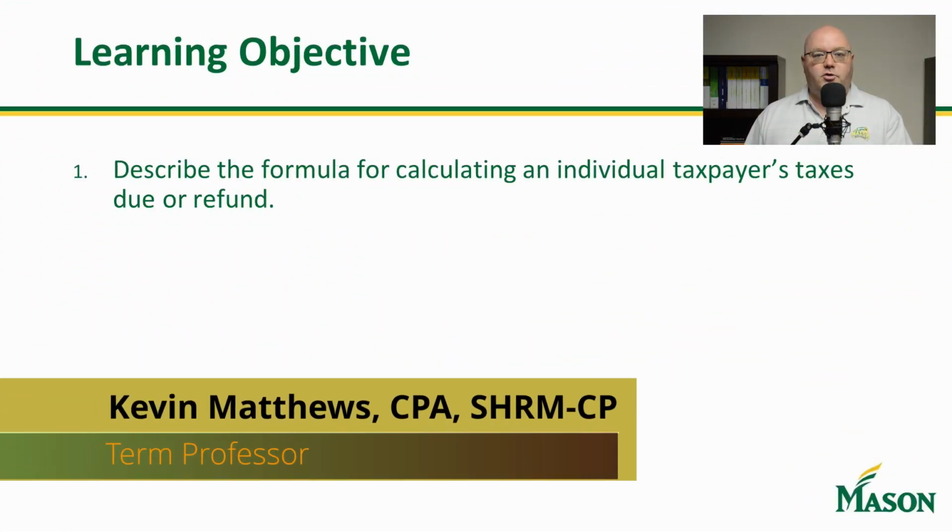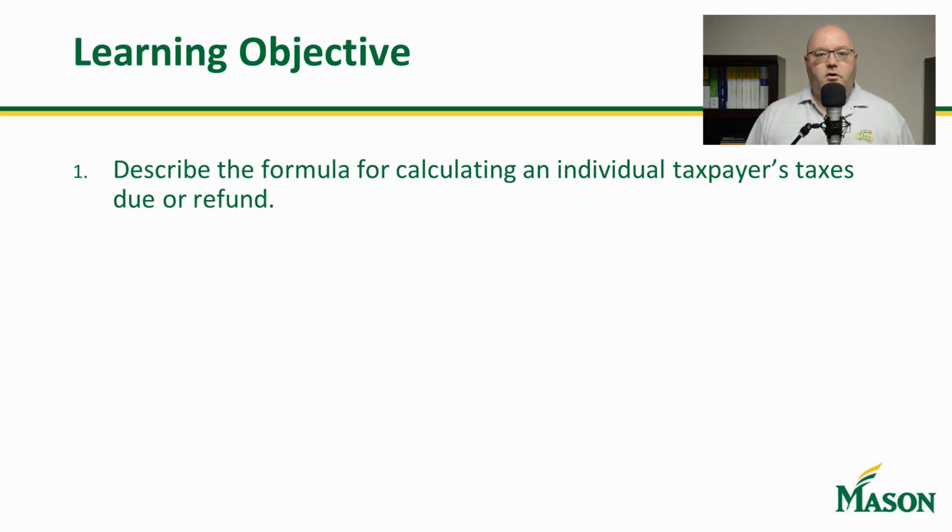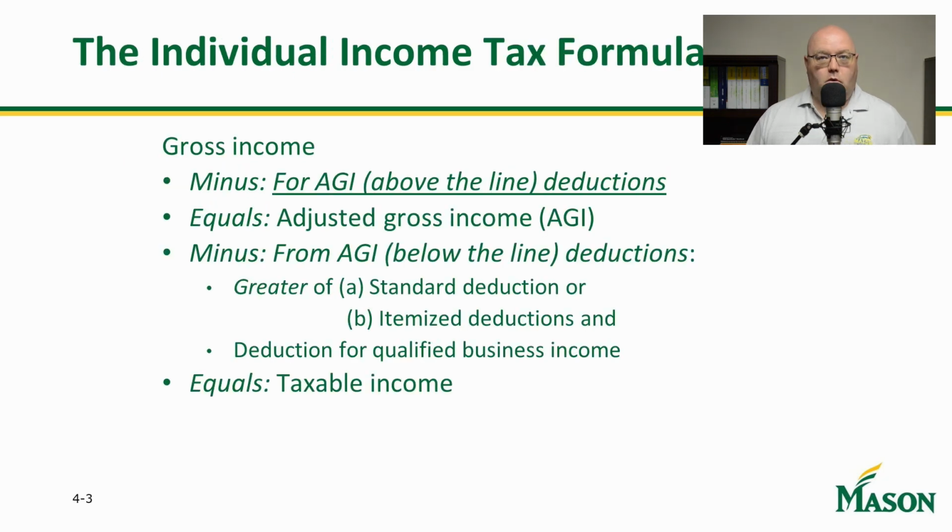So today's learning objectives, we're going to be taking the tax formula and calculating an individual's taxes due or their refund. So the individual tax formula is going to be gross income minus what we would call For-AGI deductions, or above the line deductions. I actually tend to prefer above the line deductions, and I'll explain why later on. Also, that's going to equal your adjusted gross income.